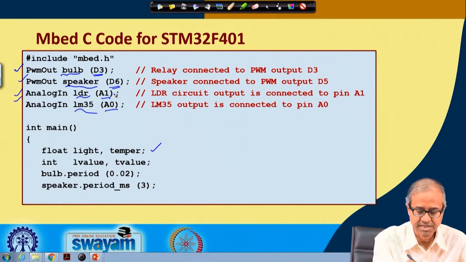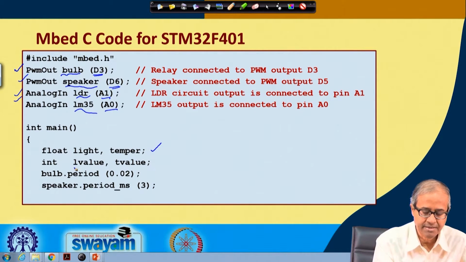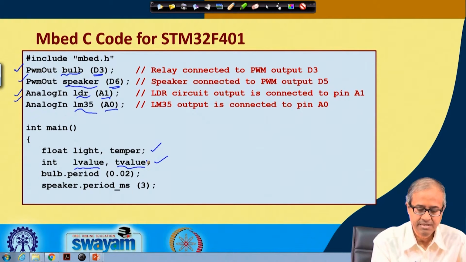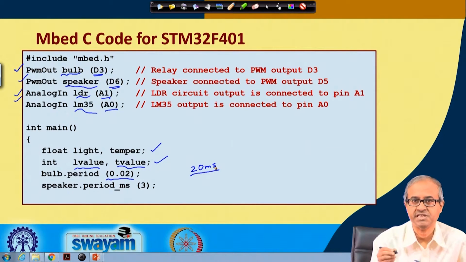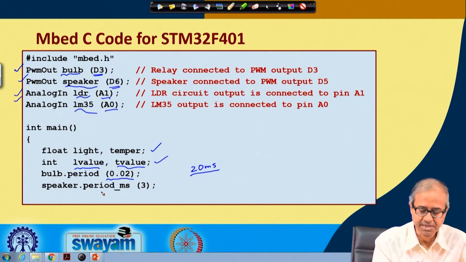temperature for calculating the analog inputs, and light value and T value, some temporary temperature value, we have used two integer variables. And for activating the bulb, we have assumed that we are using 50 hertz PWM, 0.02, which means 20 milliseconds, right. 20 millisecond means 50 hertz, 50 times per second. And for speaker, we have set a period of 3 milliseconds.